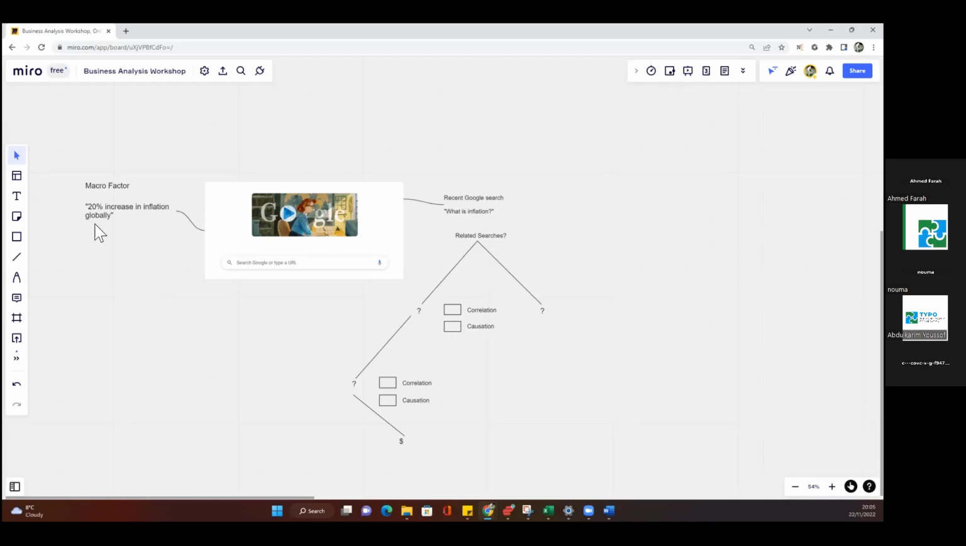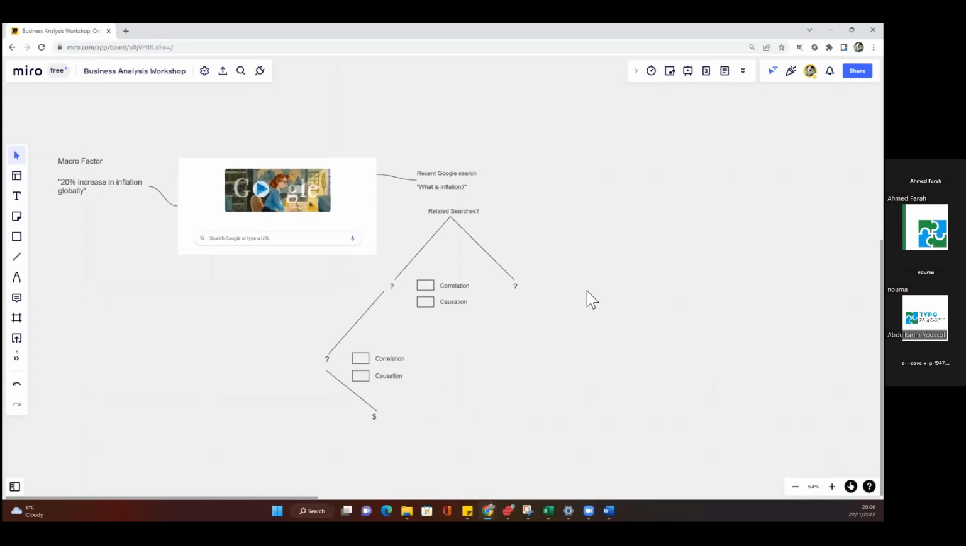A macro factor is something that's global or local or national. So it's basically a very high level event. For example, this says 20% increase in inflation globally. That's what the stats say this year. People have been searching on Google, and Google produced some of these statistics. For example, people have been searching what is inflation. That's one of the most common searches happening, and then there are related searches as well.